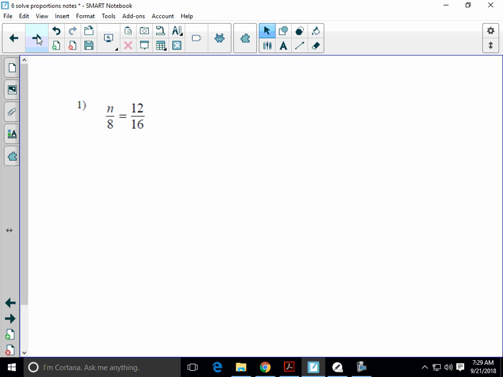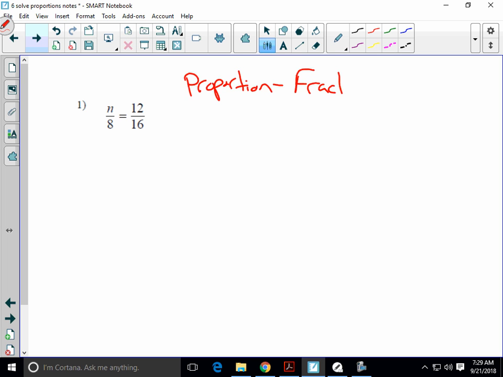Okay, so here's our first example. We have n over 8 on the left, and we have 12 over 16 on the right. This method is only used for proportions, when you have two fractions that are equal. So you can think of a proportion as fractions that are equal. Here I have two fractions and I have an equal sign in between them.